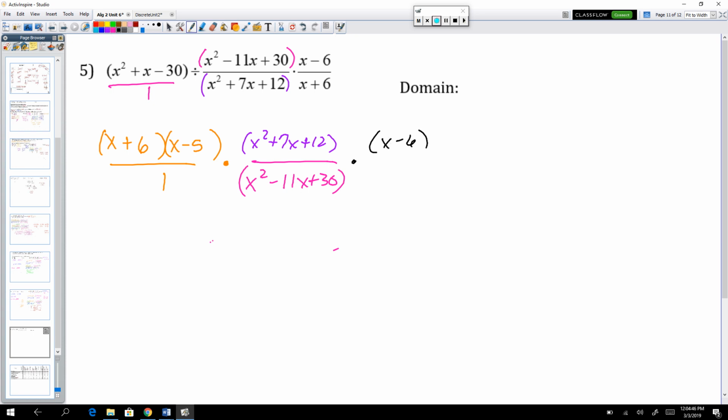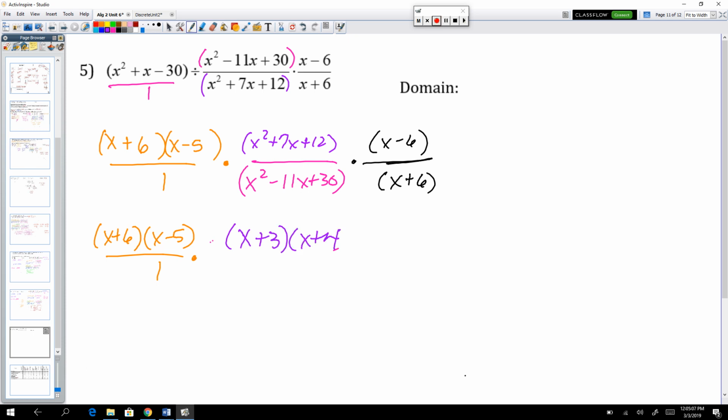And then of course, x minus 6 over x plus 6 stays the way it is because it came after a multiplication sign. Alright, let's do our last little bit of factoring. So x plus 6, x minus 5, we're just copying. Factoring the purple, multiplies to 12 and adds to 7. The pink multiplies to 30 and adds to -11. And then we still have our originals on that last fraction.